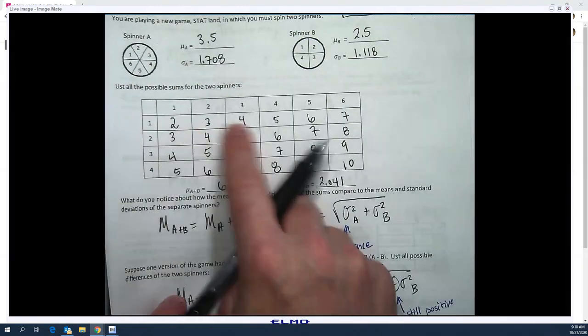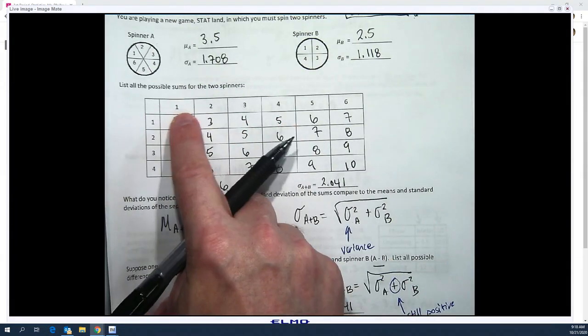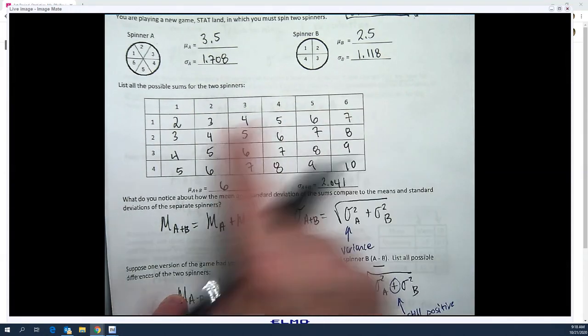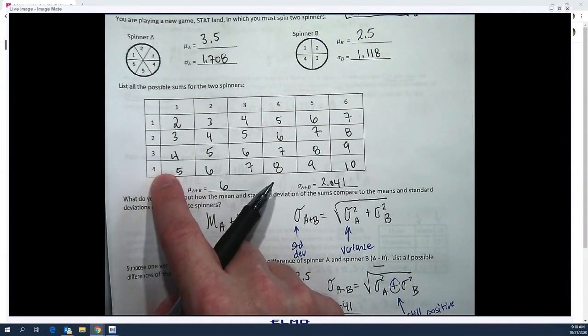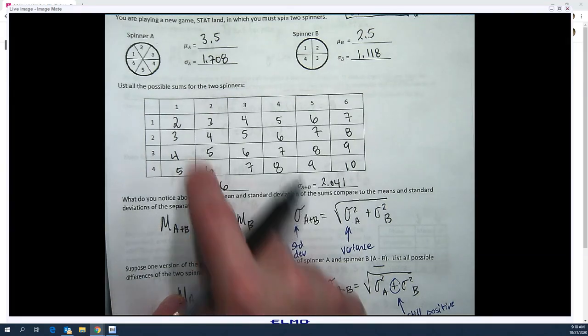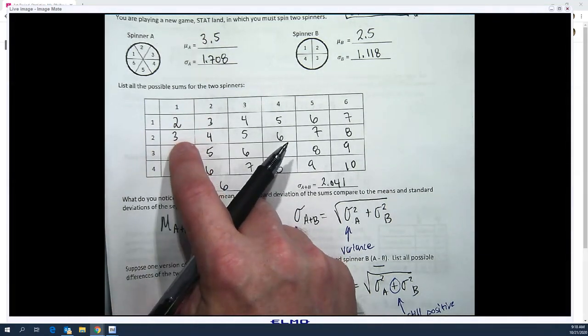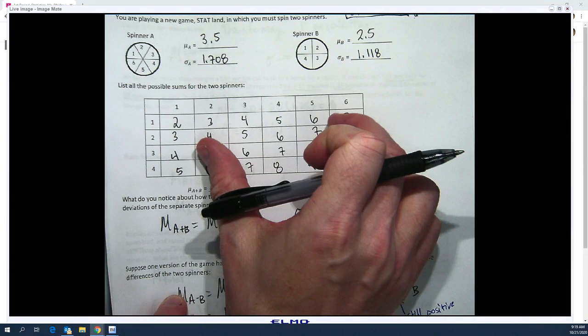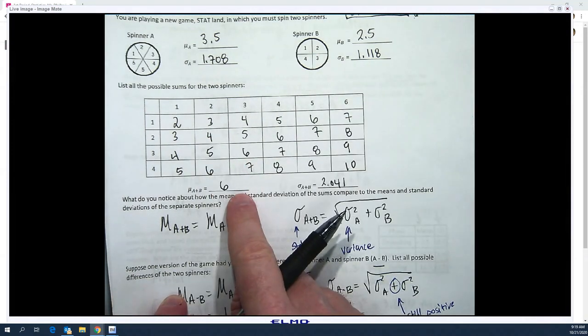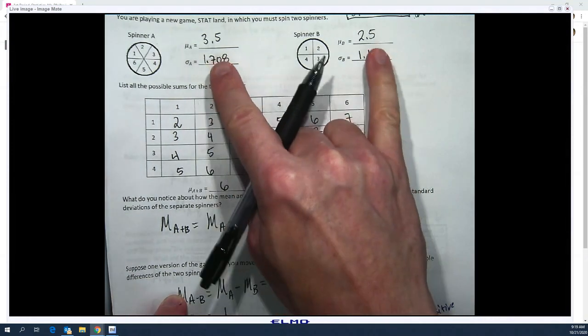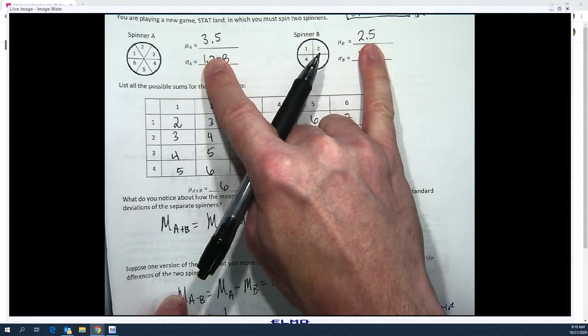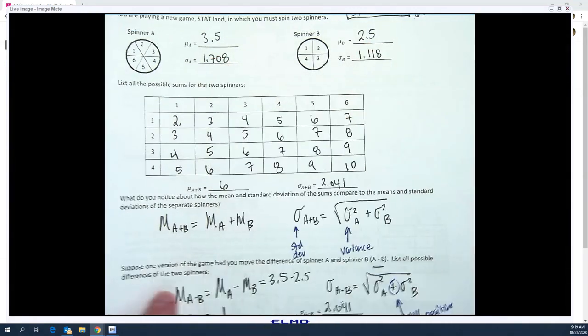So if you paid attention yesterday, here were all the possibilities for the one spinner. Here were all the possibilities for the other spinner. And then in this case, we were finding the addition of those two. So 1 plus 1 is 2, 3, etc. We found the average of those, and it turned out to be 6, which is the exact same thing as just adding these two together. It's the main idea of yesterday.